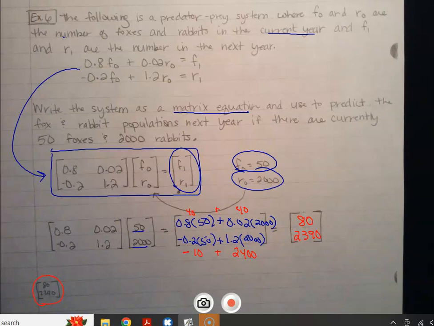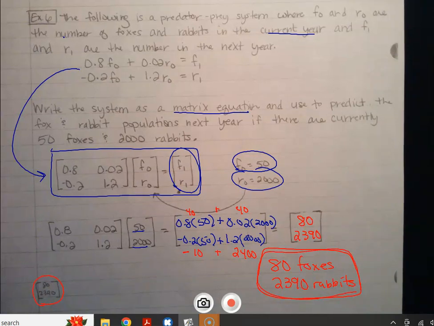Okay, so how many foxes will there be next year? 80 foxes. There's going to be a lot of rabbits. And how many rabbits? 2,390 rabbits. You don't realize how fast the rabbits grow. Yeah, their growth is exponential. Their reproduction rate for rabbits is exponential. It's almost as fast as a rat, and rats are crazy.